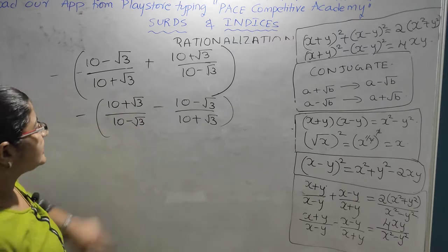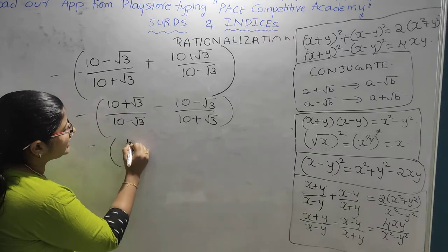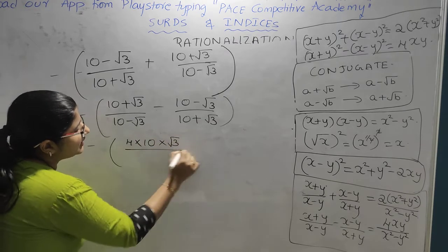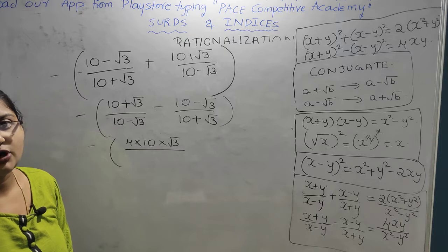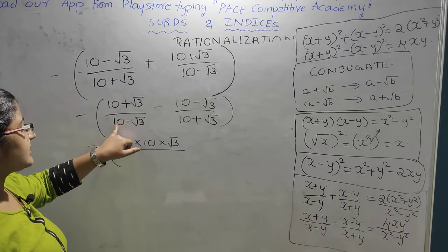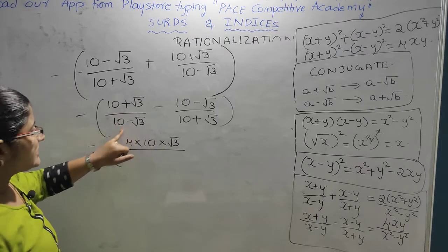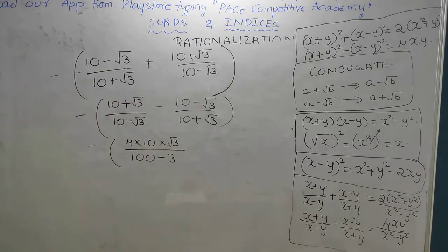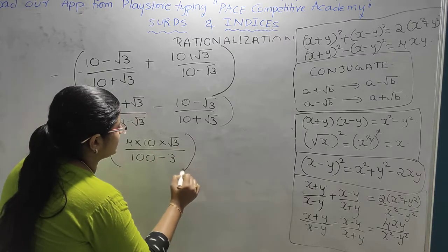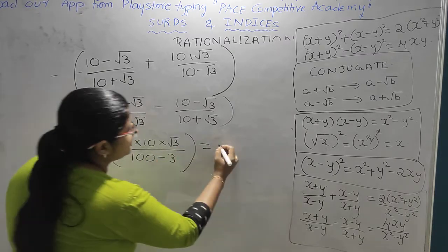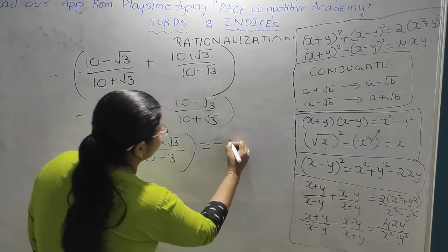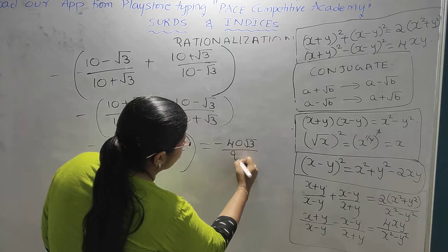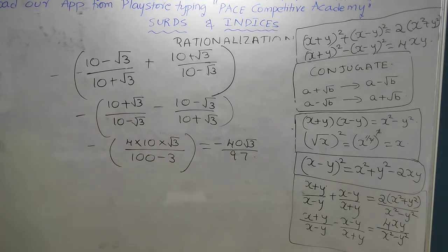If minus is there, then by using the shortcut you will get 4 into, in place of x, 10 is there, in place of y, root 3 is there, divided by, always the denominator is of the form x square minus y square, which is nothing but 10 square, that is 100, minus root 3 square is 3, right? So if you simplify this, you will get minus 40 into root 3 divided by 97. So this is the answer.